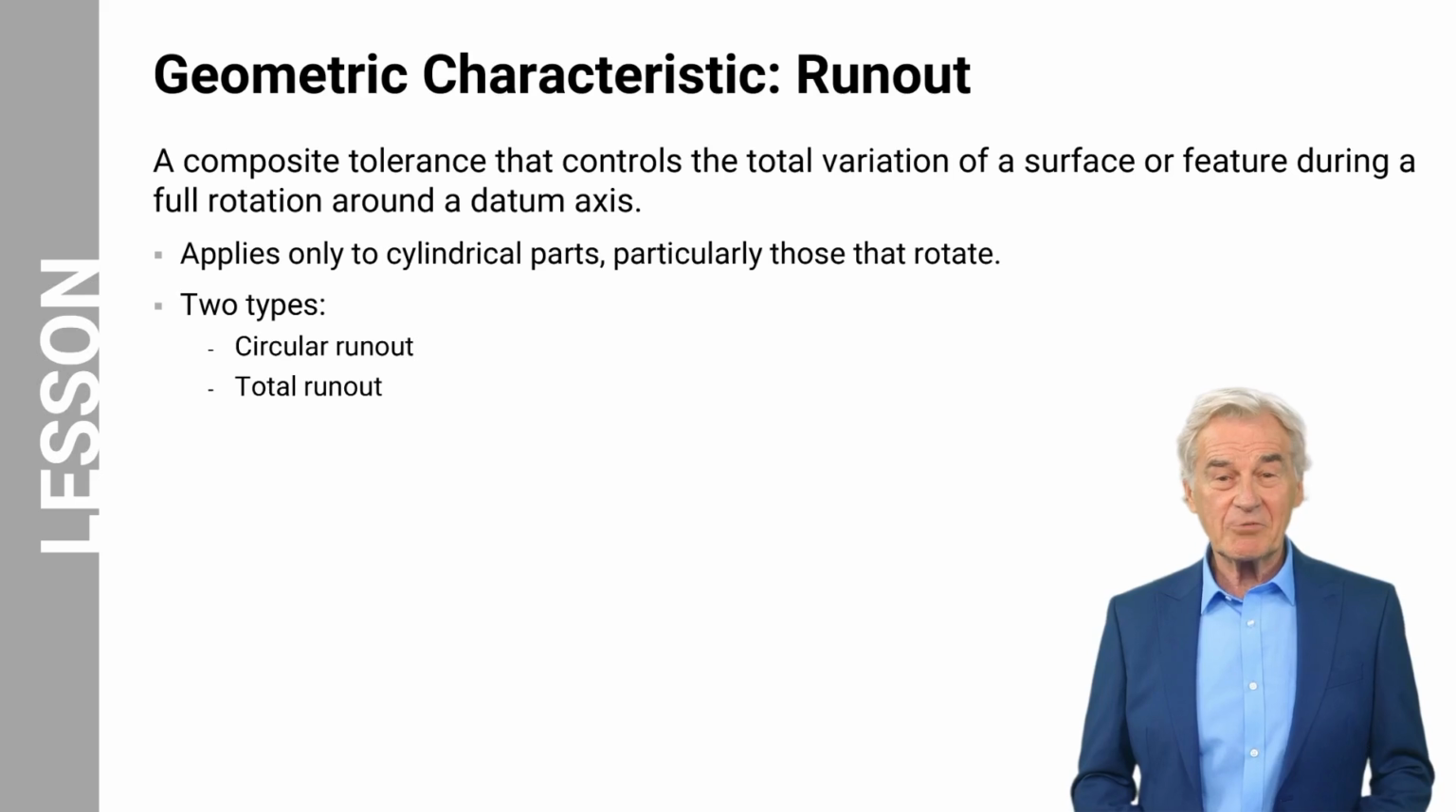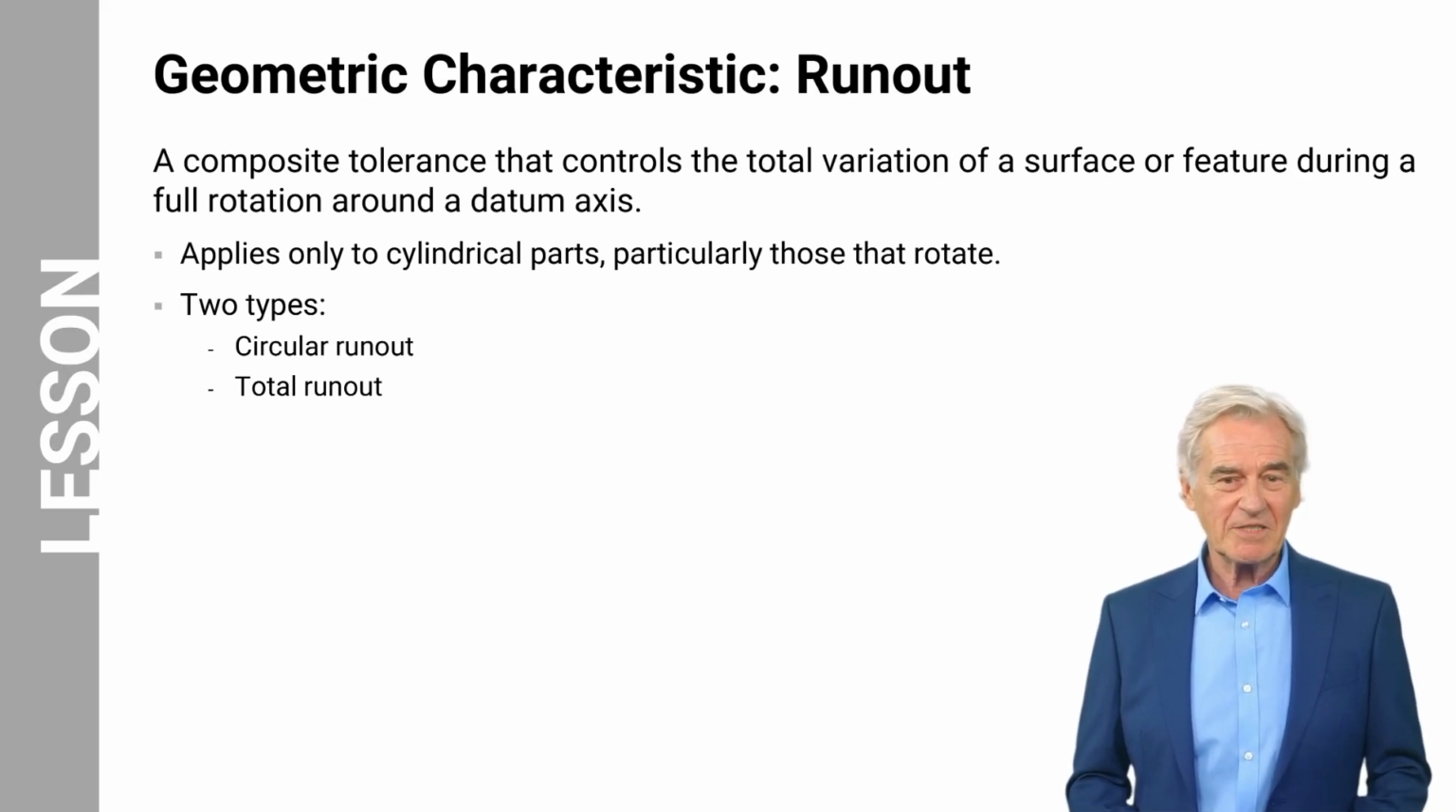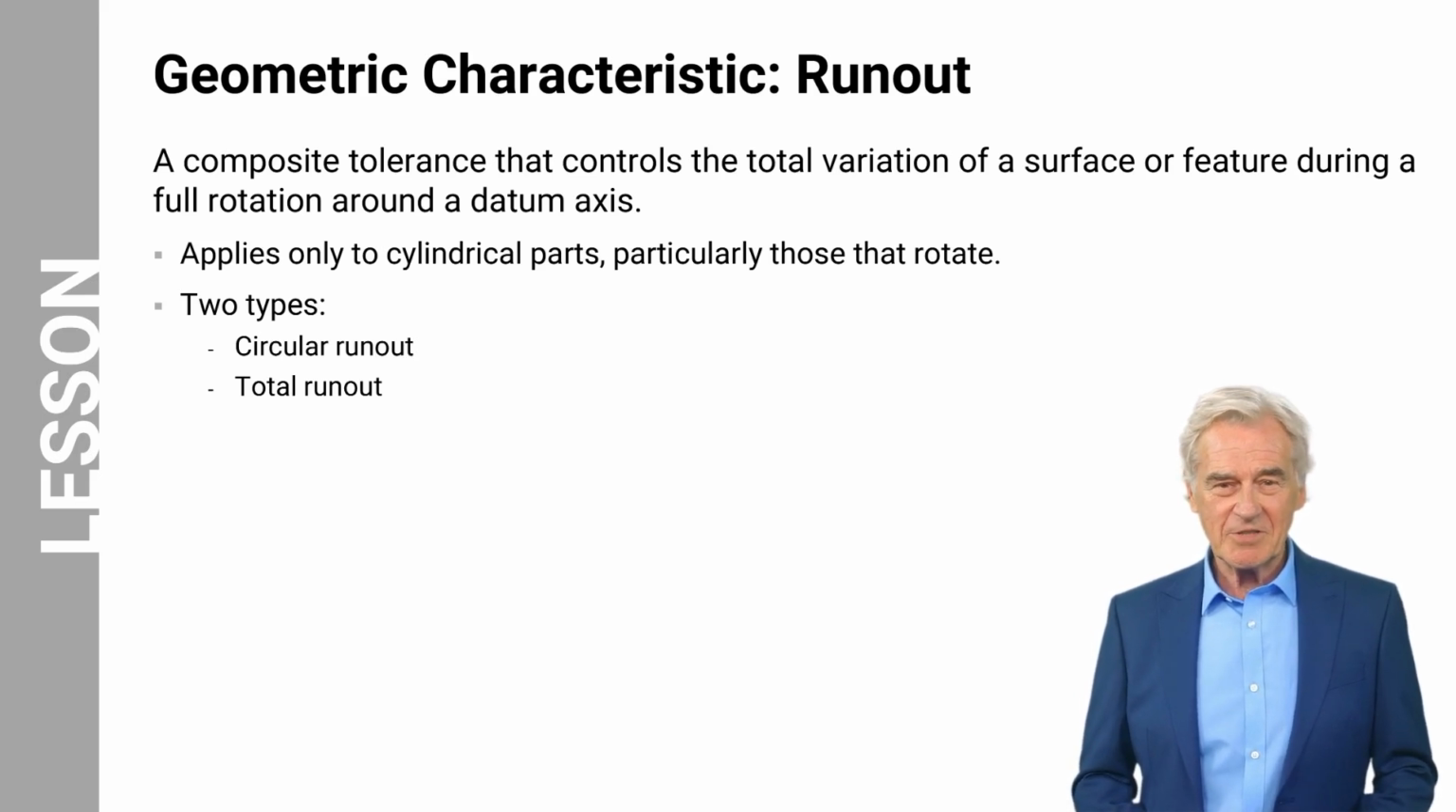Let us now discuss run-out tolerances. Run-out tolerance is a composite tolerance that controls the total variation of a surface or feature during a full rotation around a datum axis. It applies specifically to cylindrical parts, particularly those that rotate, ensuring proper balance, minimizing vibration, and maintaining consistent performance. There are two types of run-out tolerances: circular run-out and total run-out.